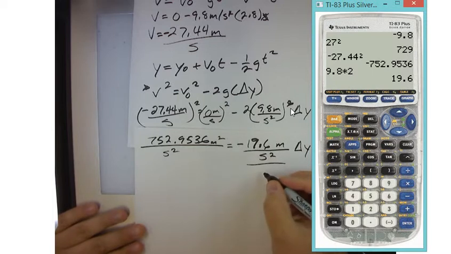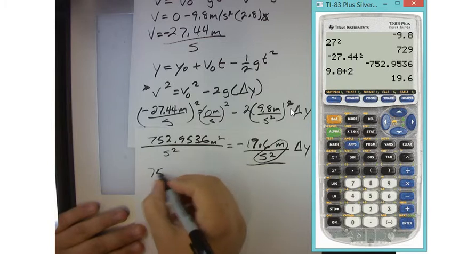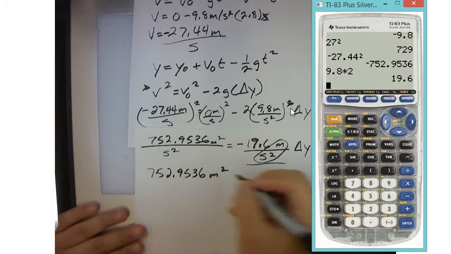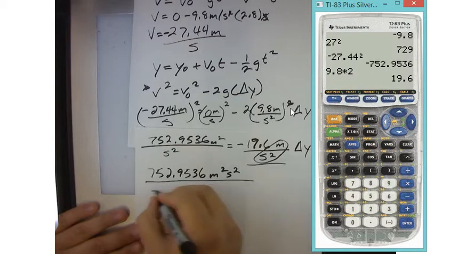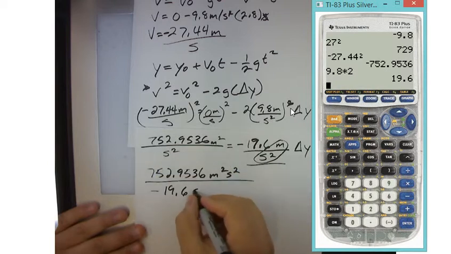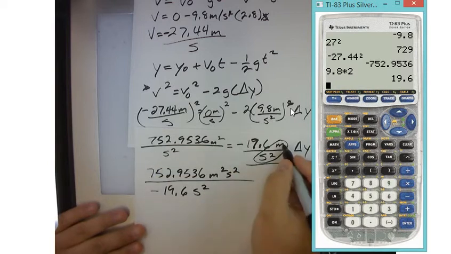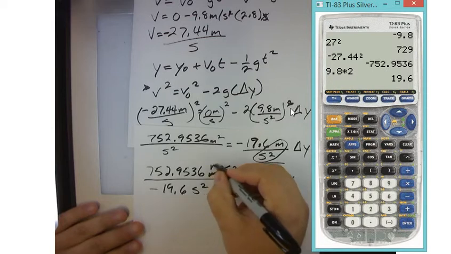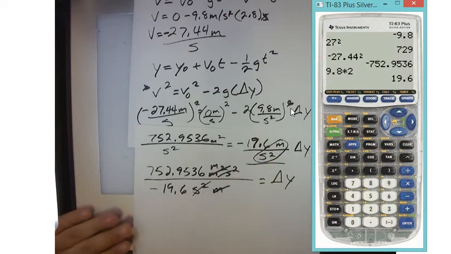When I divide both sides by 19.6, remember I'm going to flip-flop these, so it becomes 752.9536 meters squared, seconds squared, because this goes on top, all over negative 19.6, and then this seconds squared stays on the bottom, but this meters comes down here, and that's all equal to delta y. So what happens is one of these meters cancels with one of these meters, leaving me with meters there. This cancels.